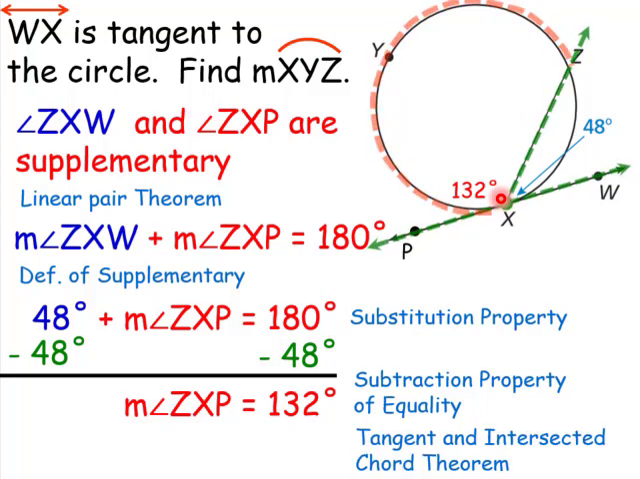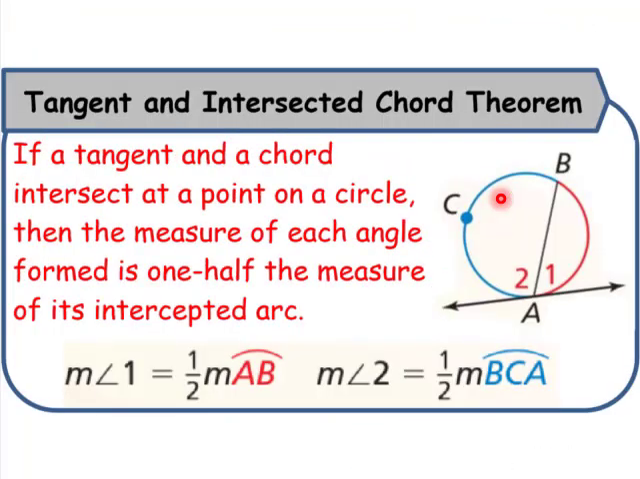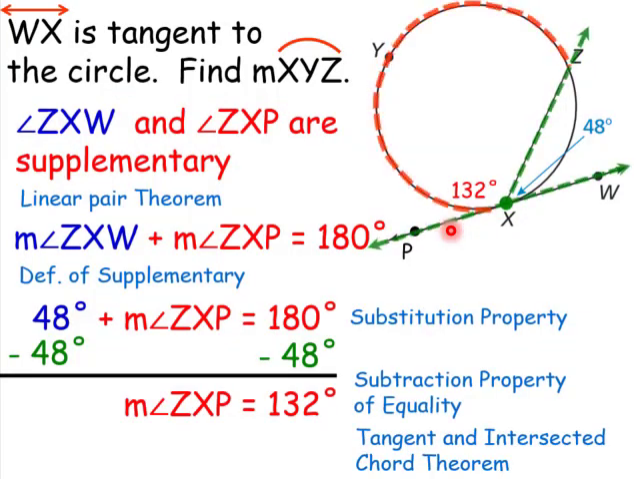Now we can use the tangent intersect the chord theorem, which states that if a tangent and a chord intersect at a point on a circle, then the measure of each angle formed is 1/2 the measure of its intercepted arc. So therefore, the measure of the arc must be twice the measure of the angle.